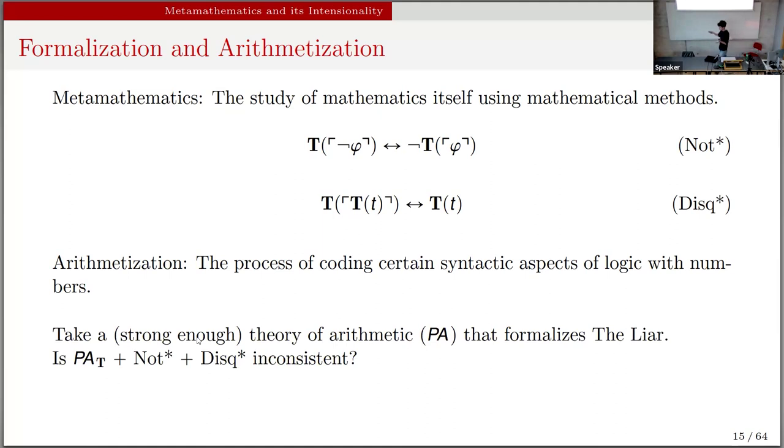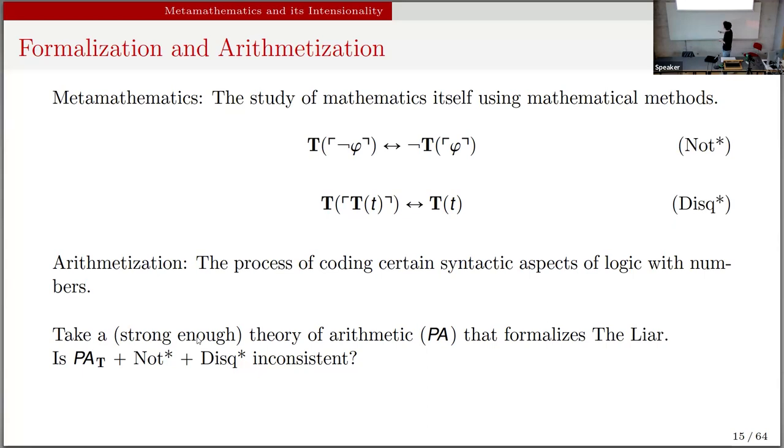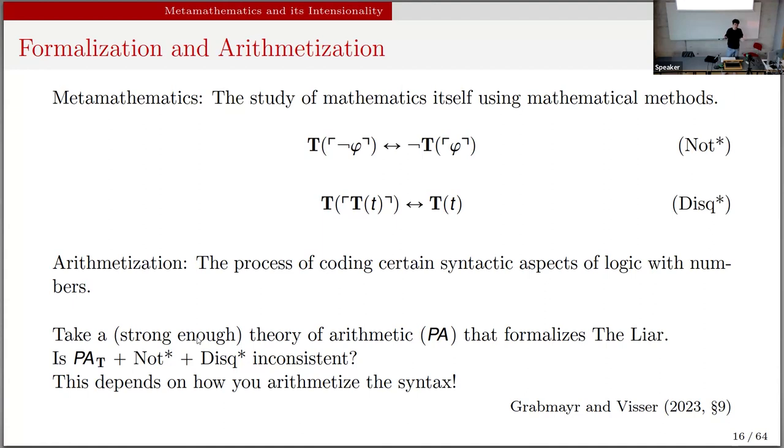And so we can choose a theory of arithmetic strong enough, with a powerful enough language. So for example, here, that formalizes the Liar sentence. We can add those two principles just there, and we can check whether this theory is consistent or not. And the maybe surprising result is that whether this theory is consistent or not depends on the choice of the number. So it depends on a mathematical choice parameter. More generally, it depends on how you arithmetize the syntax.